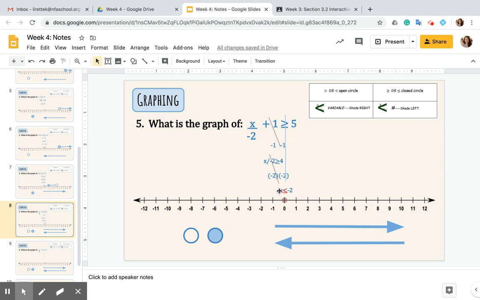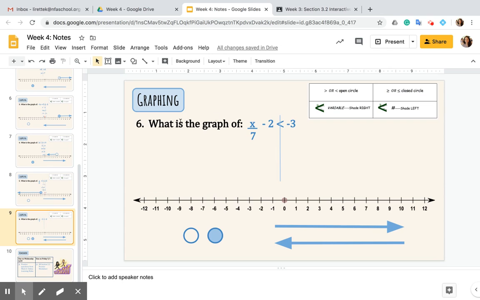All right, so now that X is alone, this is my final inequality, and I can graph this. Closed circle because there's a bar underneath my symbol. And if I look at the inequality symbol like it's a mouth, it's eating the number. That means I shade to the left. Done.